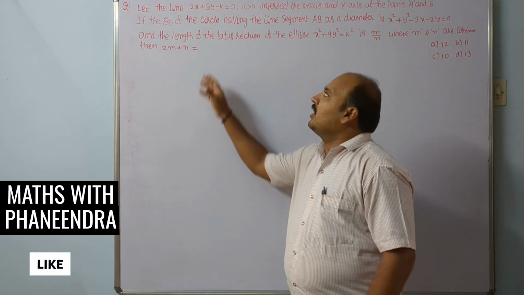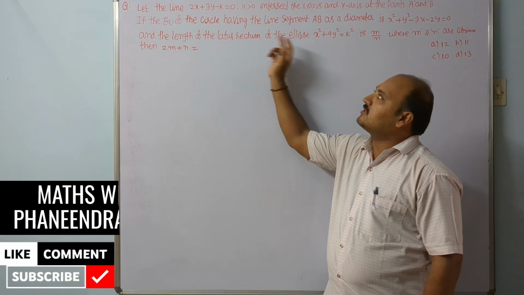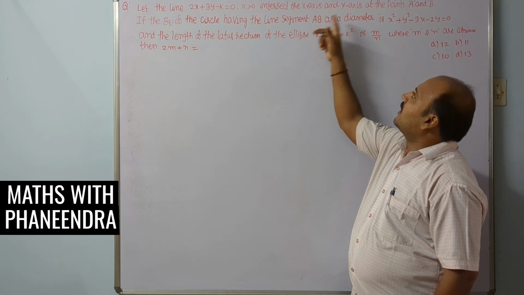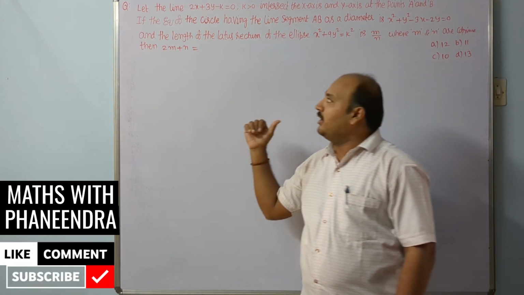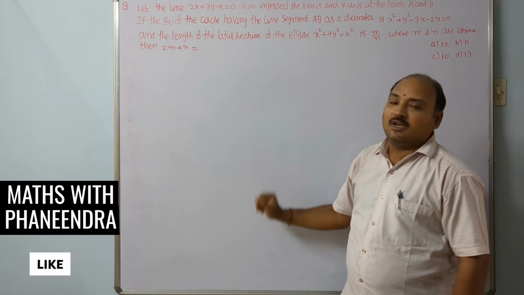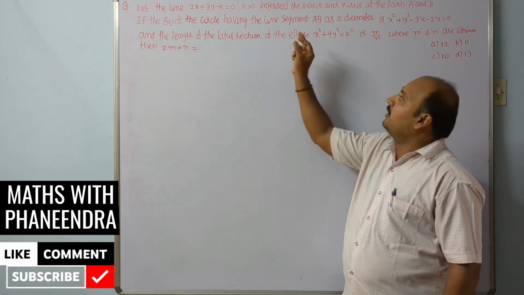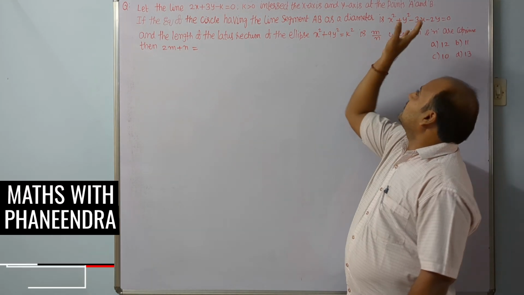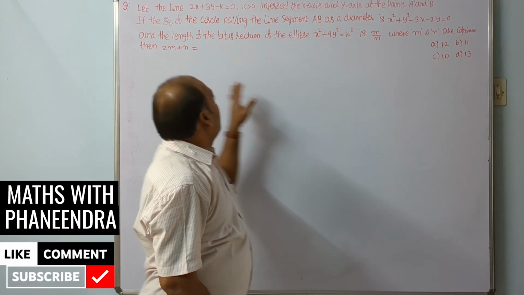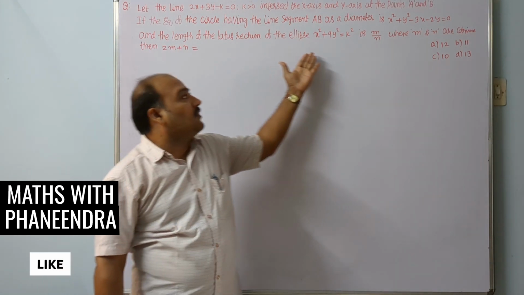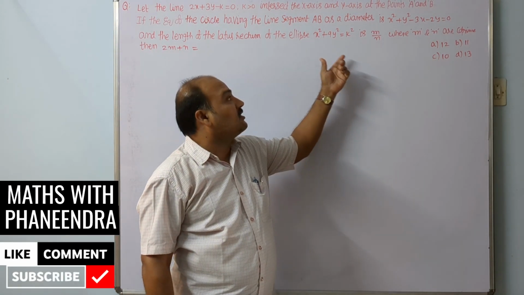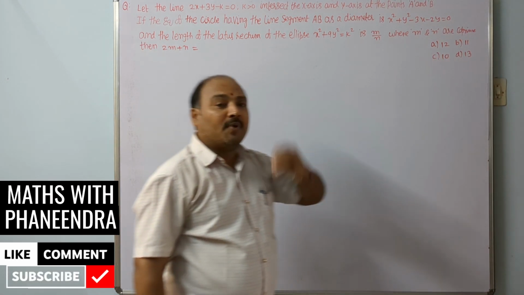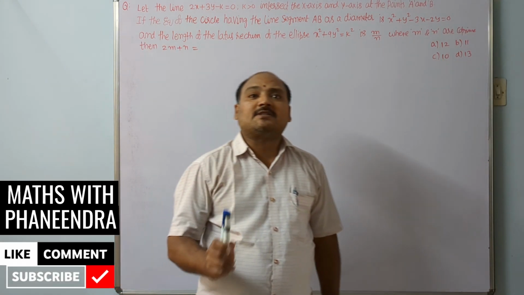The question here: Let the line 2x + 3y - k = 0, where k is greater than 0, intersect the x-axis and y-axis at the points A and B. If the equation of the circle having the line segment AB as diameter is the given circle x² + y² - 3x - 2y = 0, and the length of latus rectum of the ellipse x² + 9y² = k² is m/n, where m and n are co-primes, then the value of 2m + n is.